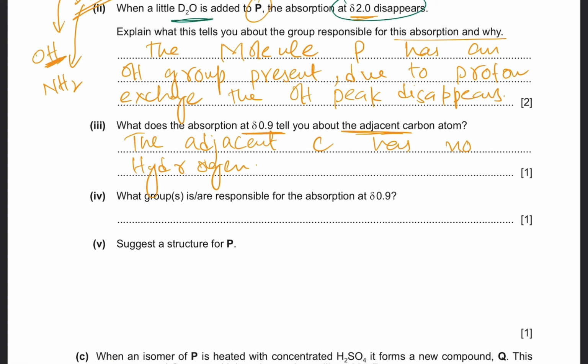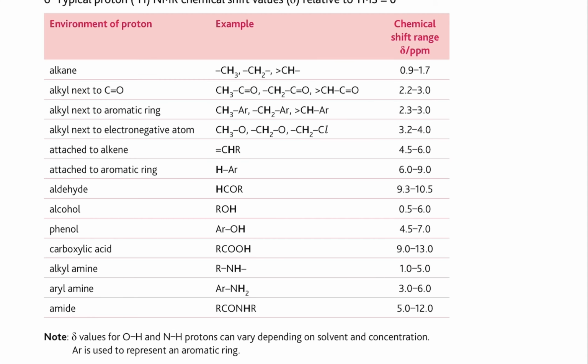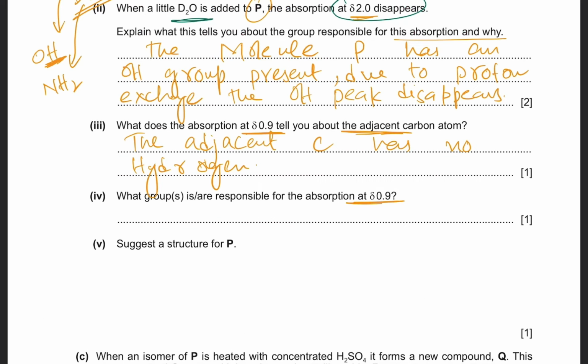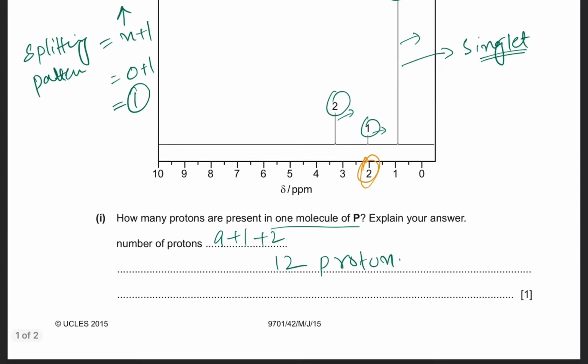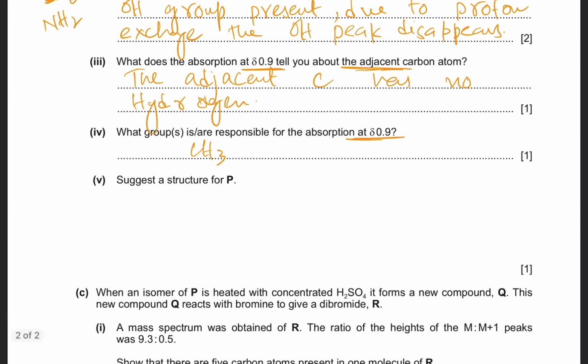What group is responsible for the absorption at 0.9? For that, you have to look in the data booklet. Here's the data booklet, and you can see this is 0.9. So a CH3, CH2 or an alkyl group is responsible for the peak at 0.9. But because there are 9 hydrogen atoms in the graph, it would be CH3.